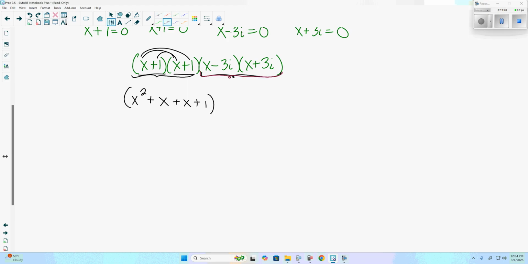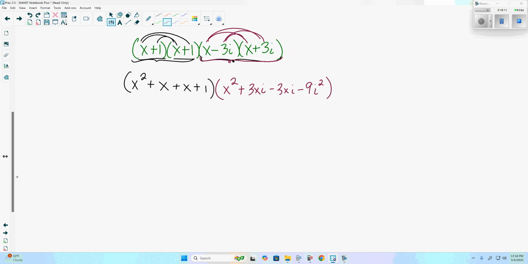We can also do our x minus 3i times x plus 3i. X times x is going to give us x squared. X times 3i is going to be positive 3xi. Negative 3i times x is going to be negative 3xi. And lastly, negative 3i times 3i is going to be negative 9i squared.